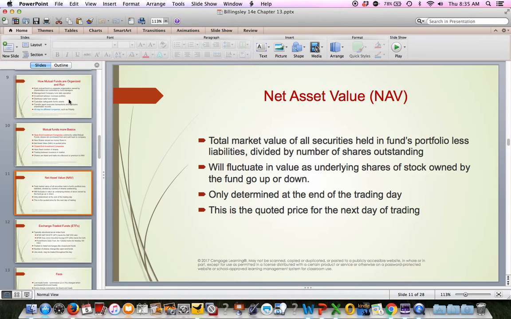So net asset value, I kind of already mentioned that. Just the market value of all securities held in a portfolio divided by the number of shares outstanding. And that value goes up and down every day. The value is determined at the end of the day. And that value at the end of one day is the quoted price to sell it for the next day, because they only update the value at the end of the market closing. So if you want to buy on the 10th, you buy based on the value at the end of the closing day on the 9th, for example.